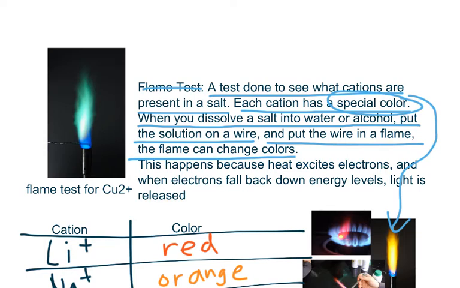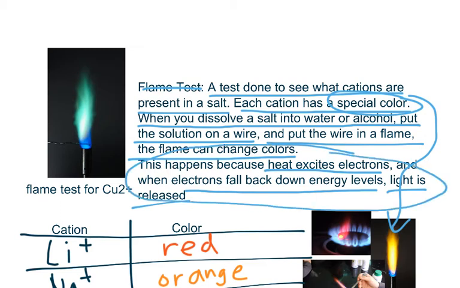So why does this happen? Well, the cations in the solution have electrons, of course, and the heat excites these electrons, and when these electrons fall down energy levels, light is released. And if you need a review on these concepts, go check out my unit on electrons.